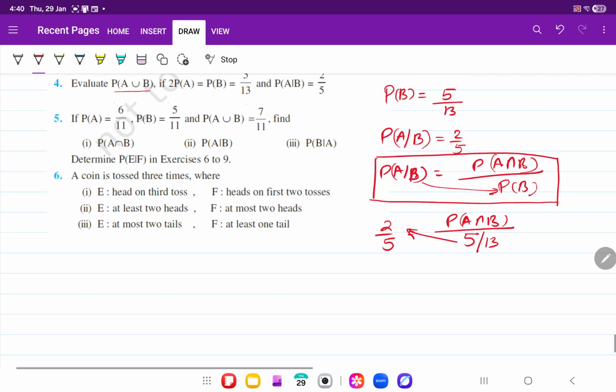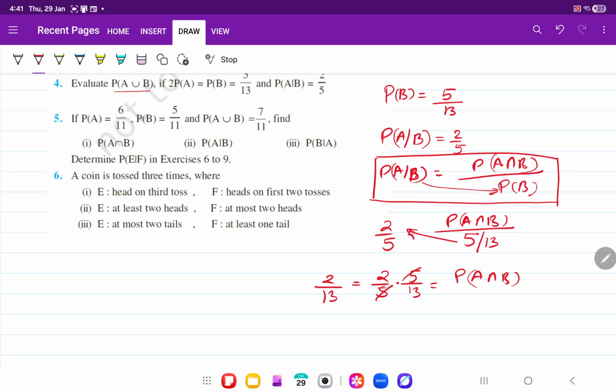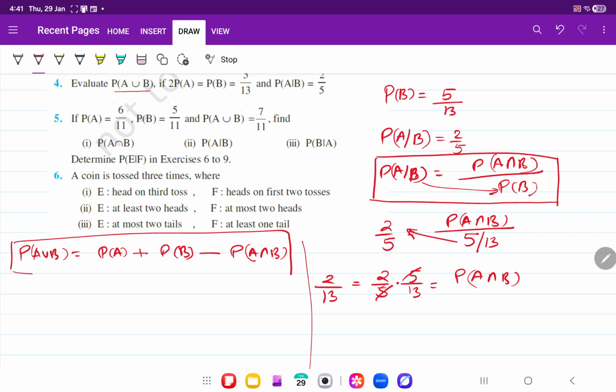Yes, I hope you are writing. So this will be 2 by 5 into 5 by 13 is P(A intersection B). So 5 and 5 cancel. Correct? So this comes out to be 2 by 13. But they are asking A union B. Correct? So we know that the probability of A union B is what? P(A) plus P(B) minus P(A intersection B). Yes, we know this formula. Write it down. So this will be P(A). P(A) is how much?